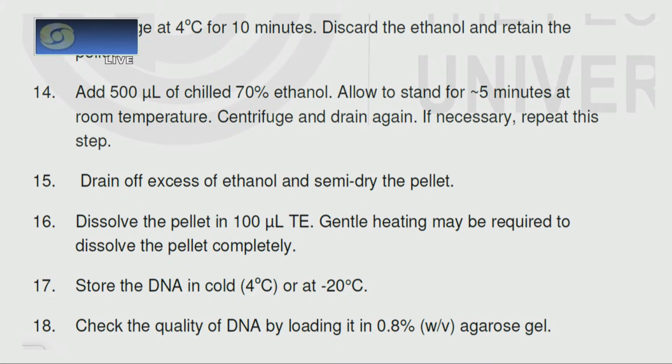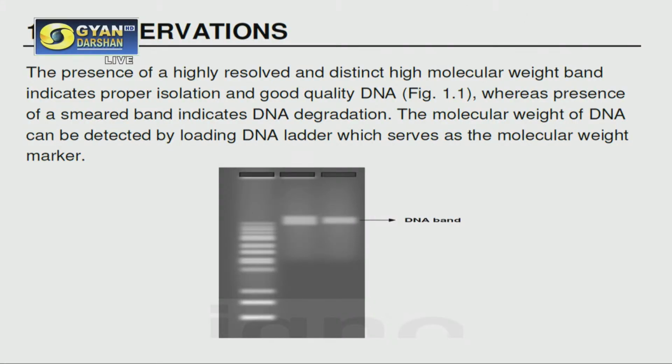Then you have to check the quality of the DNA by running it in a 0.8% to 1% agarose gel, that is, through agarose gel electrophoresis. What will be your observation? The observation will be like this, as shown here. You have a sharp band, as you can see in lane number 2 and lane number 3. These are the DNA bands. If you have isolated your genomic DNA or chromosomal DNA in a proper manner, then the figure should come like this, a sharp, distinct band.